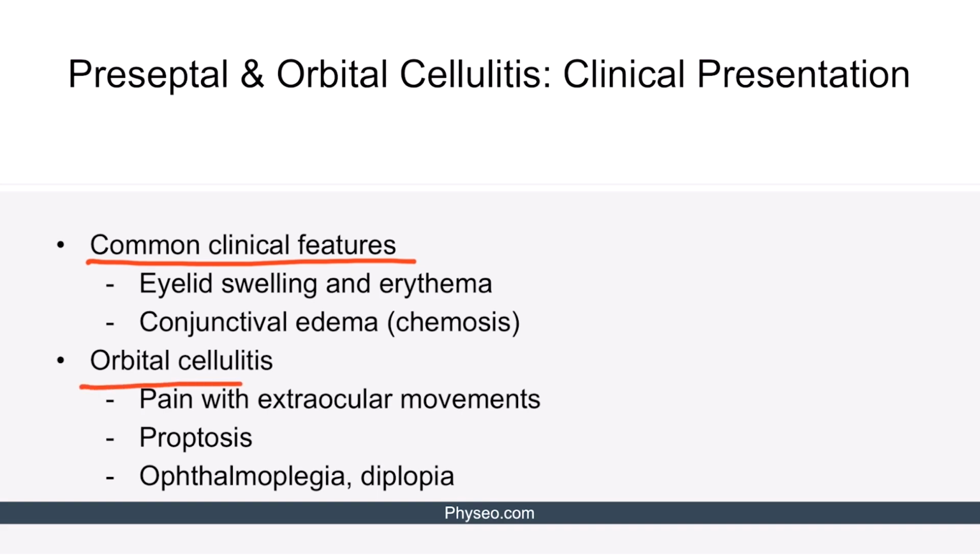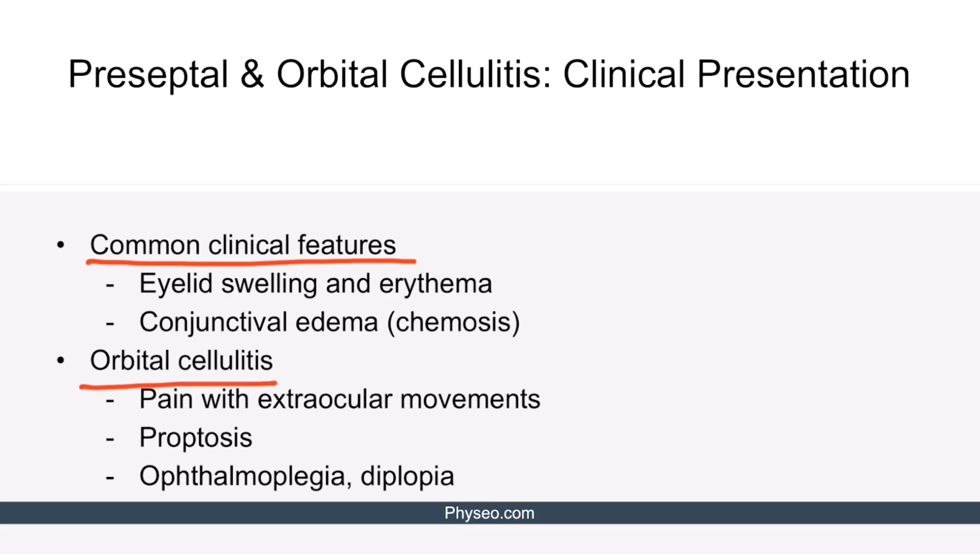chemosis. Since orbital cellulitis is a deeper and more severe infection, it is accompanied by several other symptoms with which we can differentiate orbital from preseptal cellulitis. Patients with orbital cellulitis typically have pain with extraocular movements. This is because the extraocular muscles are located in the orbital space and their contraction elicits pain.